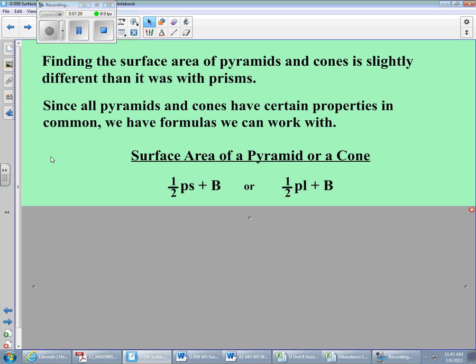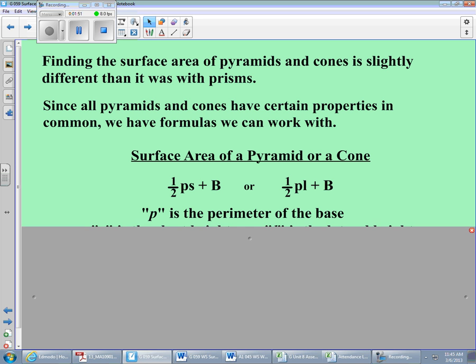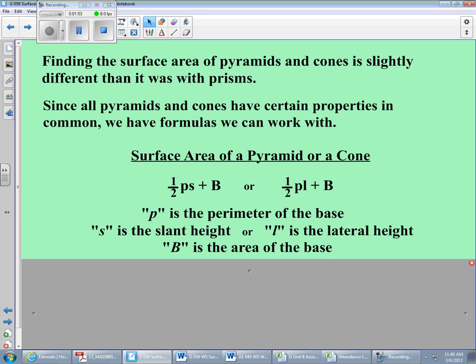Now, it's the same formula twice. I give it to you twice because I am not sure which version of it you're going to see on your formula charts. It will either be 1/2 PS plus big B or 1/2 PL plus big B. And the only difference between the two is a language difference, and I kind of hinted at this when we were talking about the different vocabulary.